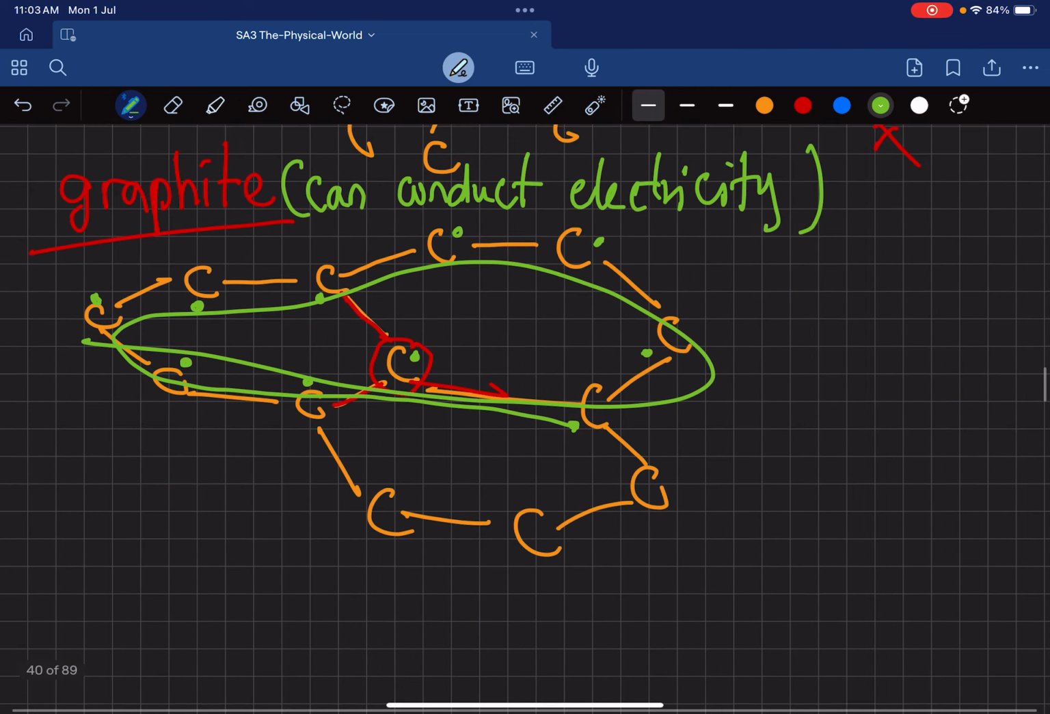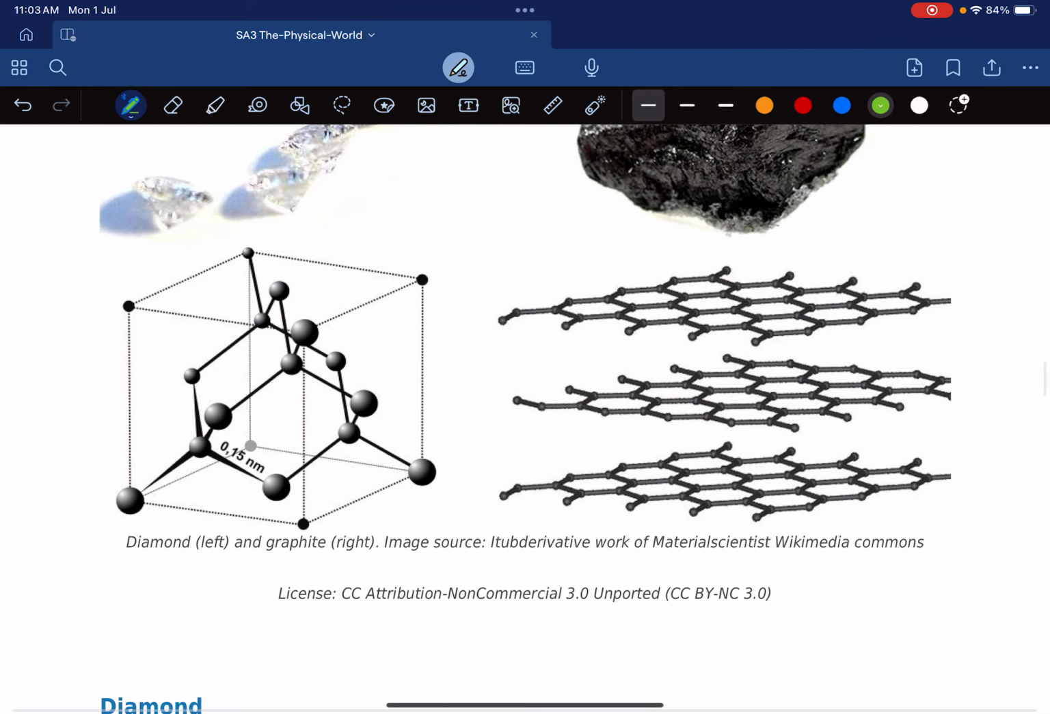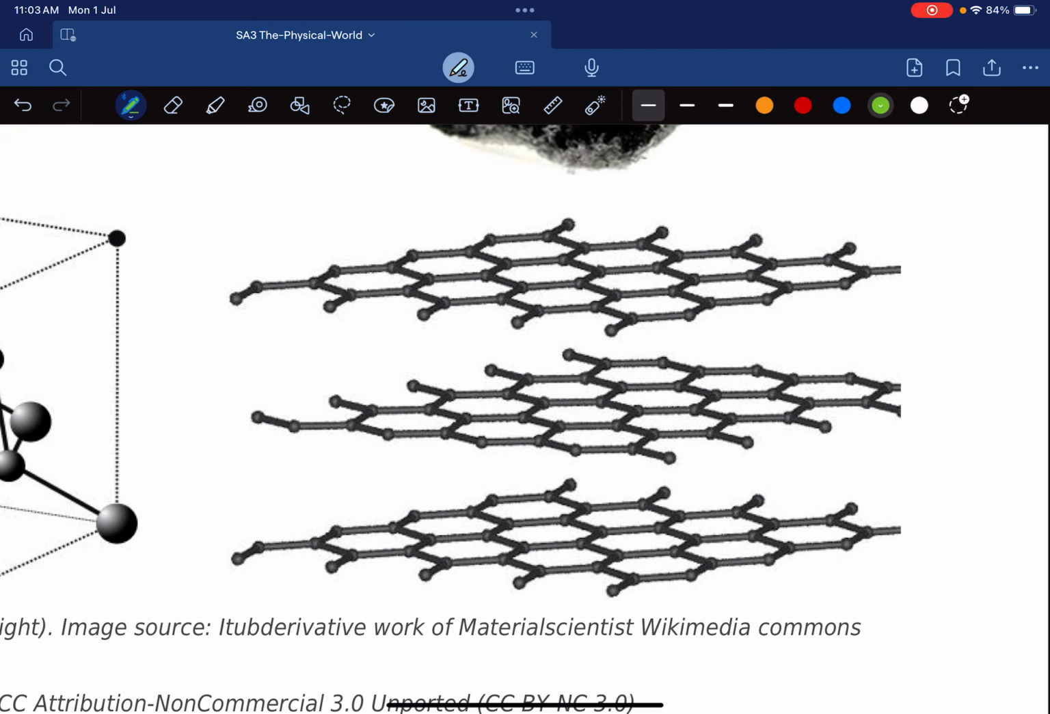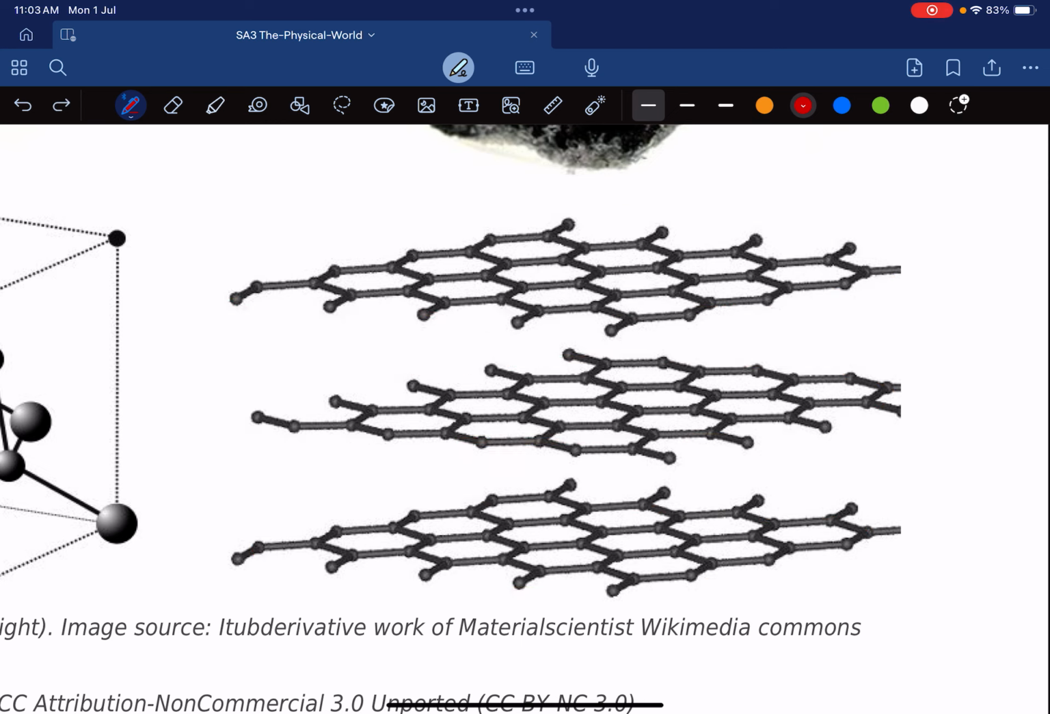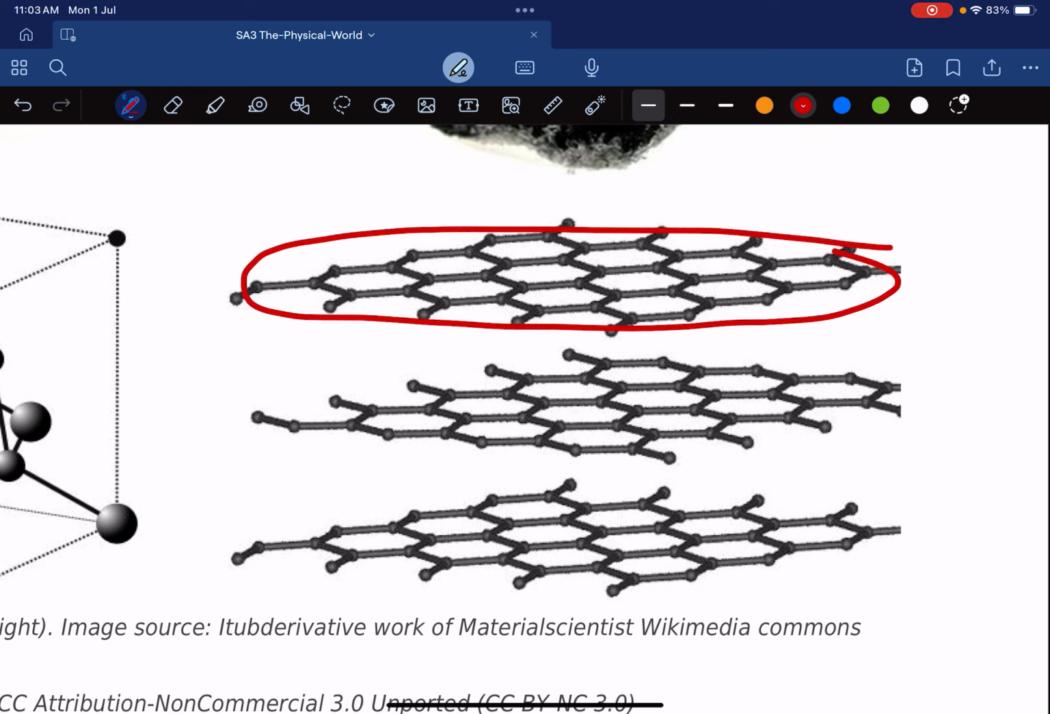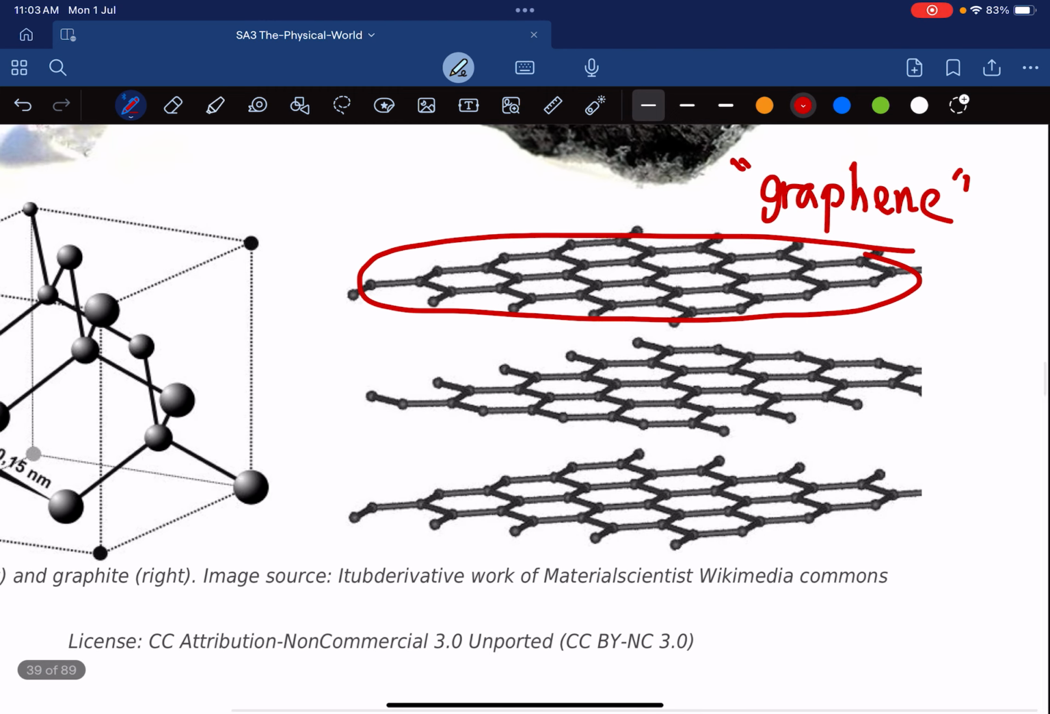So in the case of graphite, this is what I drew just now for you. It is arranged by layers. So this is one layer, and then this is another layer, and then another layer. So many layers and layers of this graphite sheet. Each one of these sheets is called graphene. So together they're called graphite.